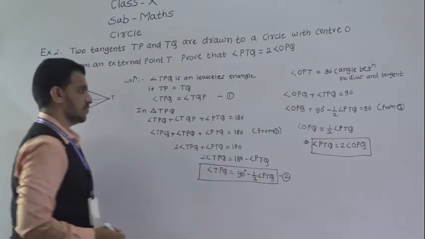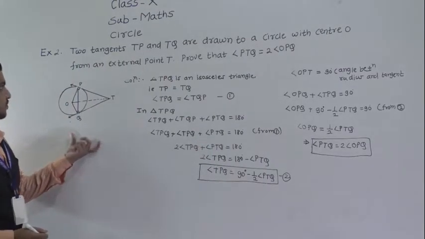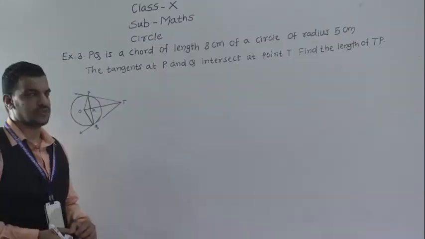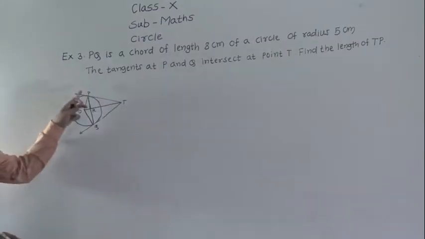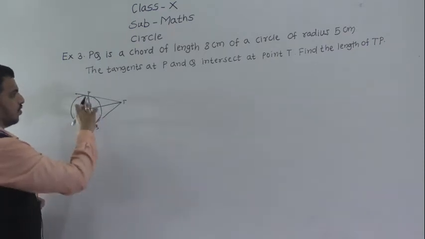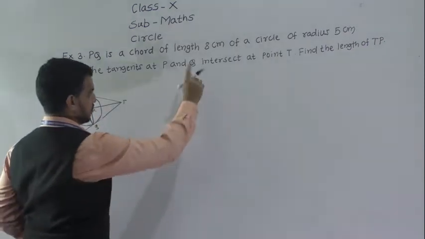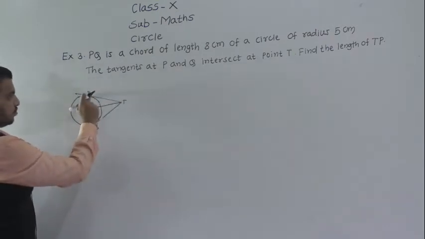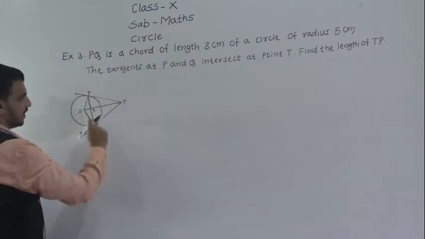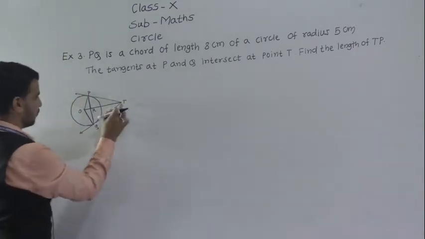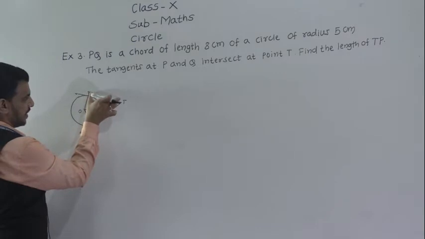This one is an important example for the exam. Now we will take the third example. The third example is: PQ is a chord of length 8 cm of a circle of radius 5 cm. The tangents at P and Q, these two tangents PT and QT, intersect at point T. Find the length of TP. So we have to find the length of tangent TP.